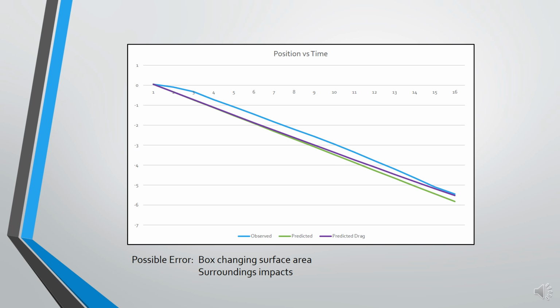Because the drag force is proportional to the velocity squared, as the box speeds up, the model more accurately captures its motion. Some possible sources of error during this experiment were that the box might not always have maintained a perfect surface area while falling. This would have affected the b constant in the drag formula and therefore impacted the observed data. Additionally, there may have been impacts from the environment, such as a breeze or unknown airflow.